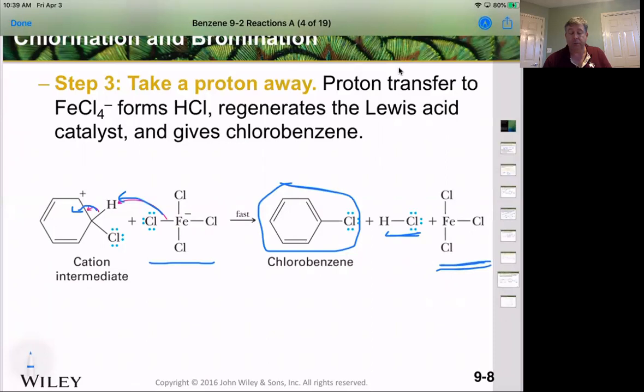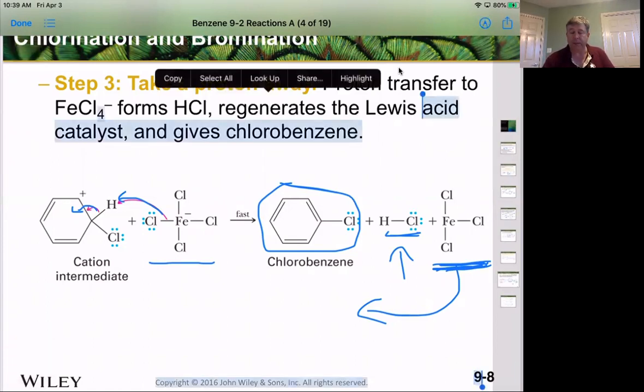So notice this was regenerated in the system. We generated HCl, which can either leave as a gas or be dissolved in the solution, but we've regenerated our catalyst, and then this can go interact with chlorine again to continue the reaction to make more of the chlorinated product. Okay. So does this happen with other materials?